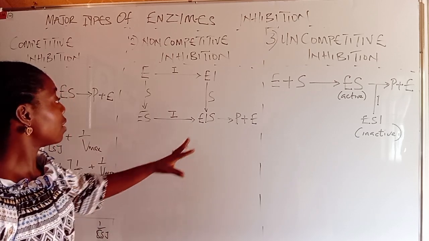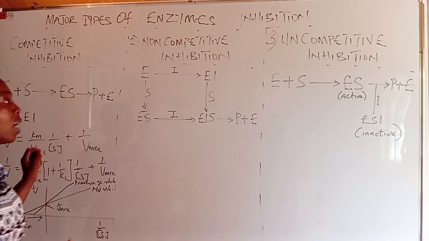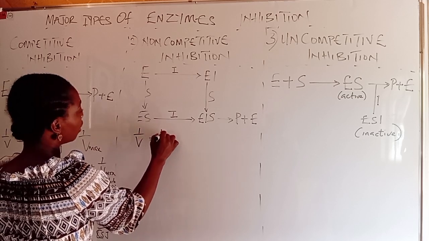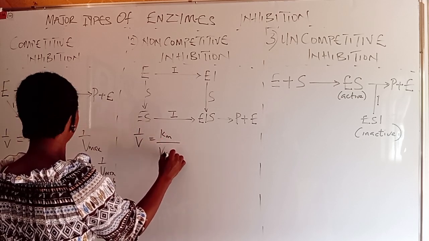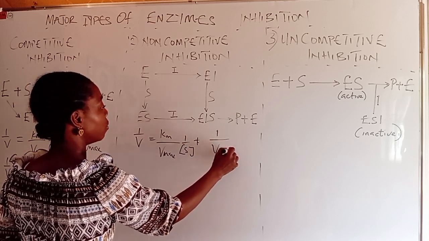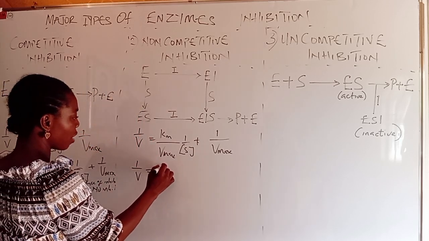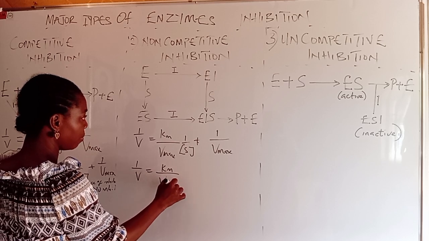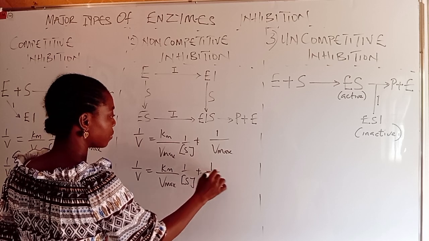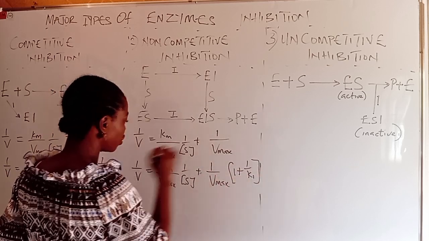And so it means that the Vmax is reduced by a factor, 1 plus inhibitor concentration over the inhibitor dissociation constant. So if this is our Lineweaver-Burk equation, which we use for explaining types of inhibition, how is this equation affected by non-competitive inhibition? We're going to have our Km. This part remains the same. And then this part is affected. Vmax will be reduced by the factor of 1 plus inhibitor concentration over the inhibitor dissociation constant.